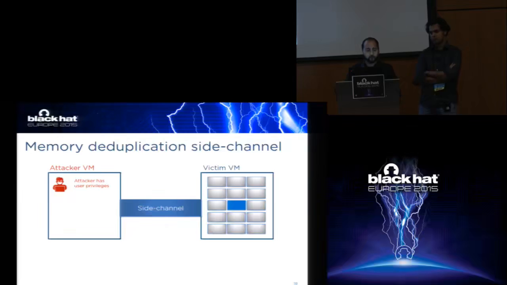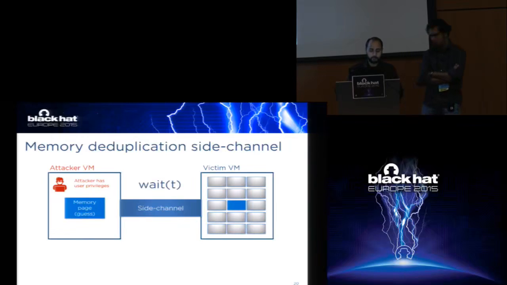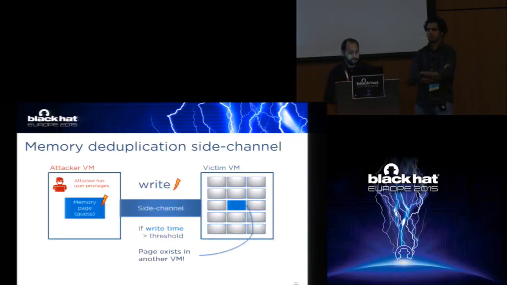Now, from the attacker's point of view, it looks like this. So the attacker is in the attacker VM, and there is this side channel, and then there is memory in the victim VM. So these are all pages, and there is this blue page. What the attacker can do is guess that page, so he has to construct that page in his memory. And then the attacker just waits for a certain amount of time till the memory deduplication scheme finds these 2 pages and merges them. And then the attacker just writes to it. And if that write time is bigger than a certain threshold, the attacker can deduce that this page existed in another VM.